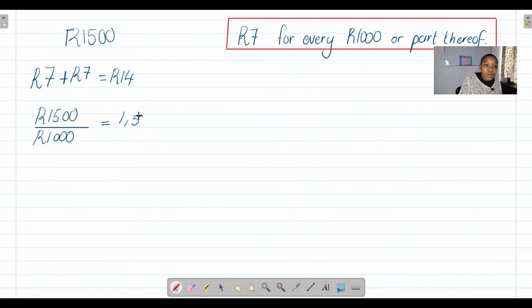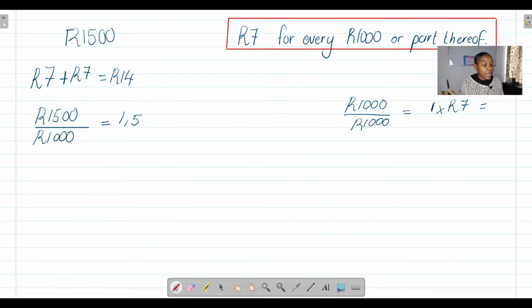Or let me just do it like this. If you just withdrew 1,000 Rand, you divide that 1,000 Rand by 1,000 and you find that you just have 1. And from that, you just multiply it by your 7 to get how much you will pay. Same thing here: if you withdraw 1,500, you divide it by 1,000 to get how many 1,000 Rands we have in that amount, and we have 1.5.